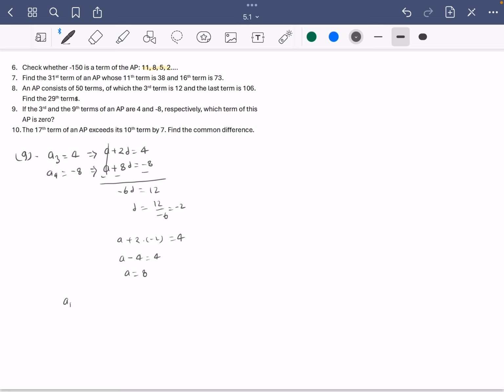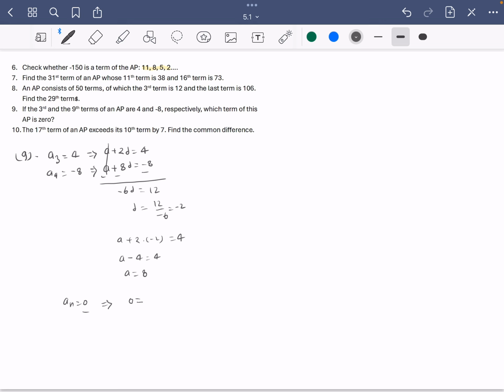So an is 0. Now we know how to calculate it: how to find it out given that one of the terms is given. If you're given an, then you know how to find out n. You use the formula for the general term of an AP.